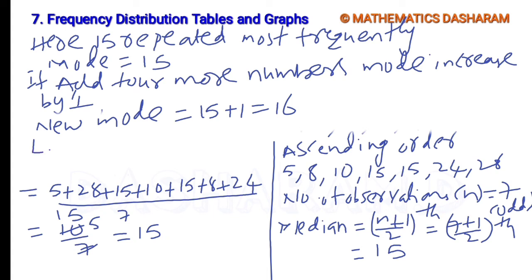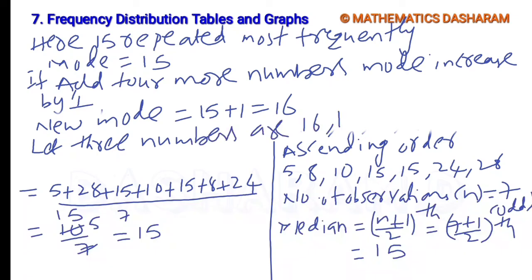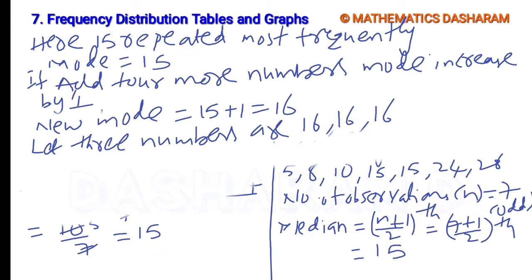So let the 3 numbers be 16, 16, 16. So then the total observations, how many? 10 observations. Now one more number I am taking as x. Okay, so then all observations, let us write once.